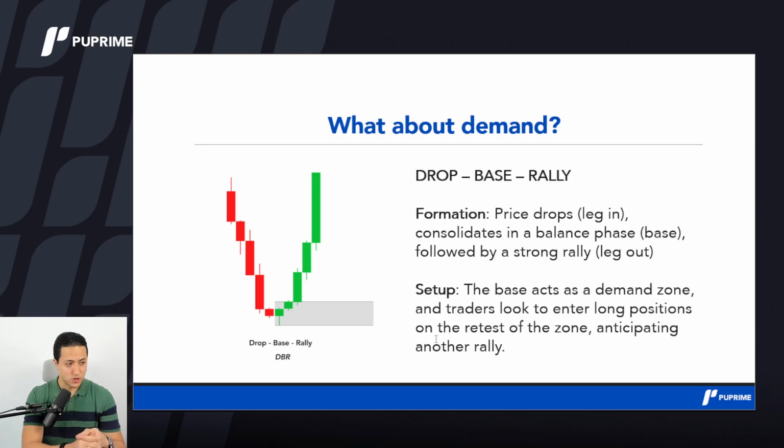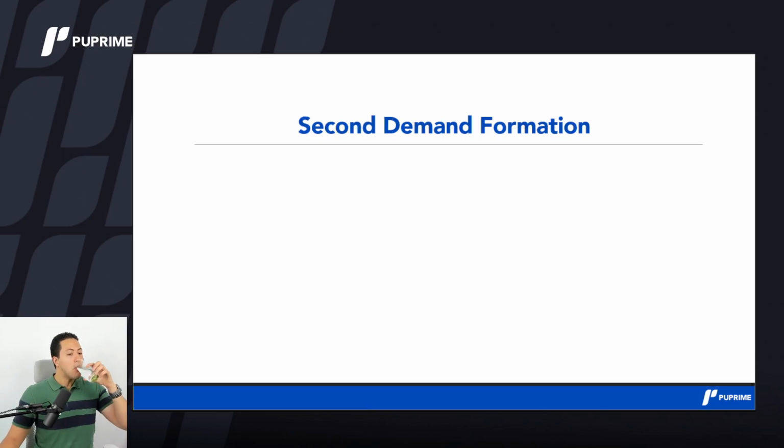Can anyone try to anticipate with me what would be the fourth formation, which is the second demand one? Guys, I would really want you to engage with me in the chat right now, because moving forward, we will be having a knowledge test, by the way. So can anyone tell me what's the fourth formation that we will be looking at? Good. Okay. Assam and Hector said RBR, which is 100% correct.